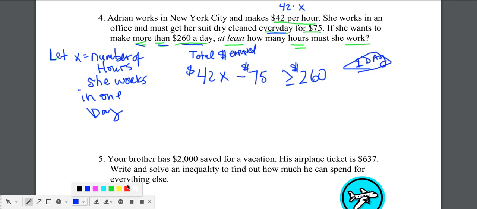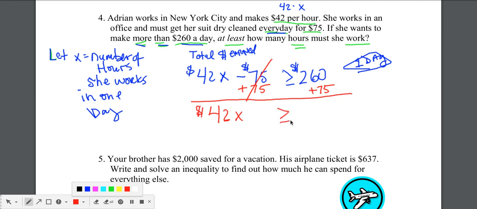Okay, so start solving. Our next step would be to start undoing stuff. We're going to add 75 to both sides, right, like this. Okay, so the minus 75 and the plus 75 will cancel out. It'll turn to 0, and you can just kind of cross those out, right, like that. Drop down my $42 per hour. So I'm going to multiply by the number of hours, right? So that is now greater than or equal to, and so I need to make 260 plus 75 will be $335.